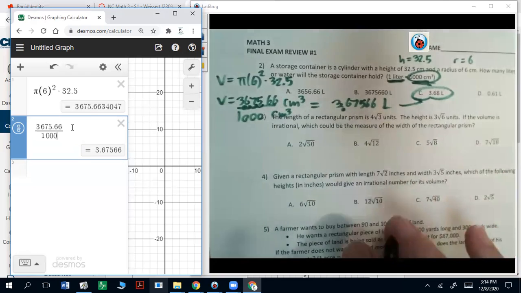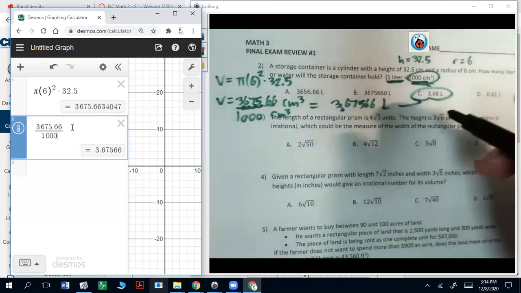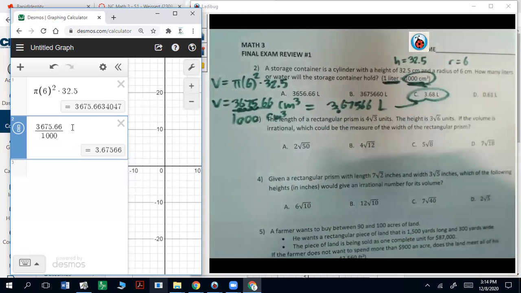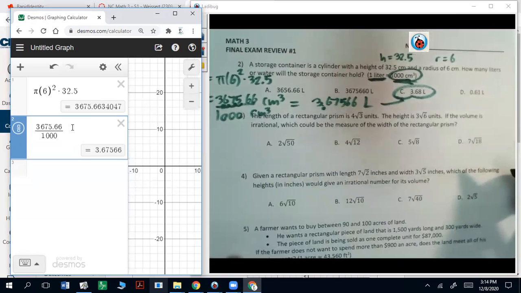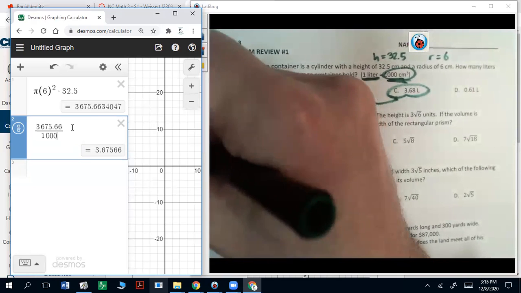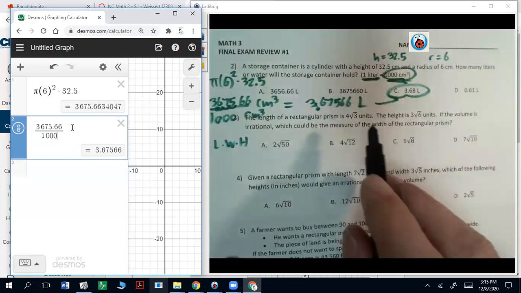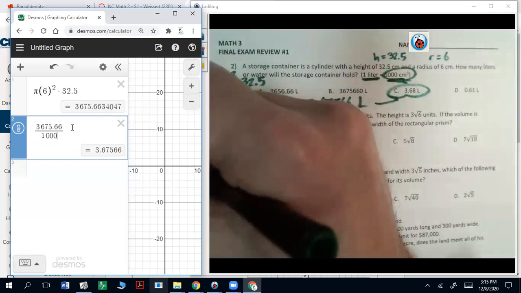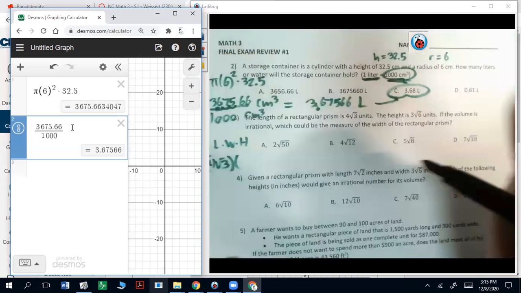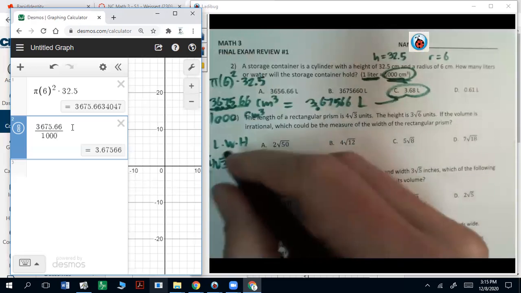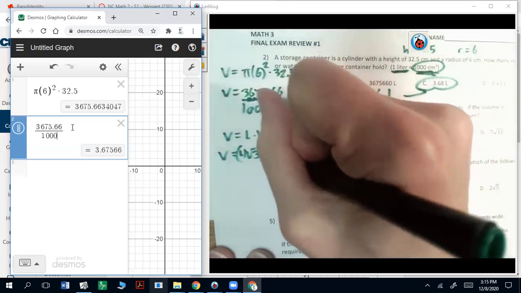Question 3 and 4 are similar. 3 is: the length of a rectangular prism is 4 square root 3 units. The height is 3 square root 6 units. If the volume is irrational, what could be the measure of the width of the rectangular prism? So the volume of a rectangular prism is length times width times height. So if we're given the length 4 square root of 3, and we're given the height, we don't know the width, but it doesn't matter what order we multiply them. So we'll put the 3 square root of 6 next to it.